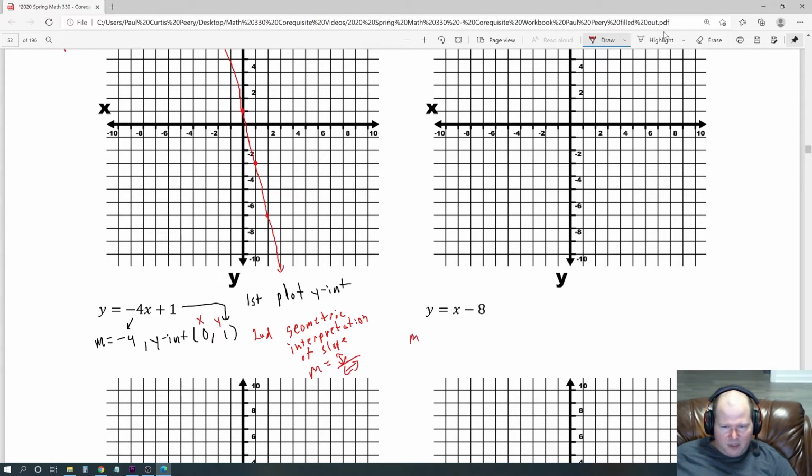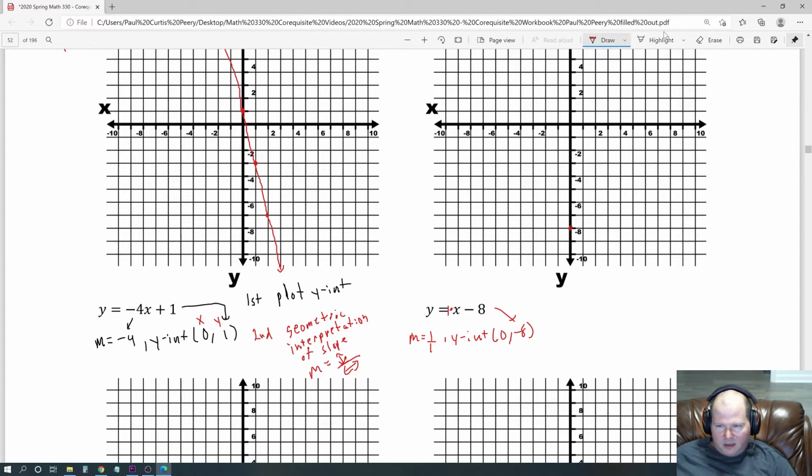Okay, so here we go. It's already solved for y, so we know the slope is the understood or implied 1 coefficient there, so it's a slope of 1. And it's understood to be over 1, of course, 1 over 1. You don't have to write that, though. And then we have a y-intercept of 0, -8. So we just plug that -8 right there. Okay, so first thing is we need to plot this 0, -8.